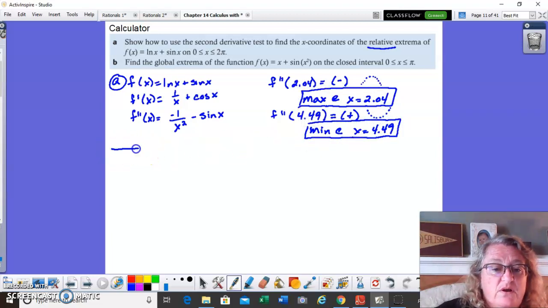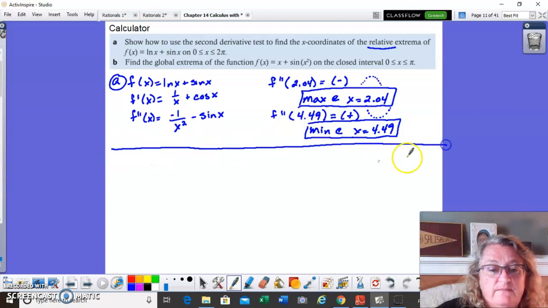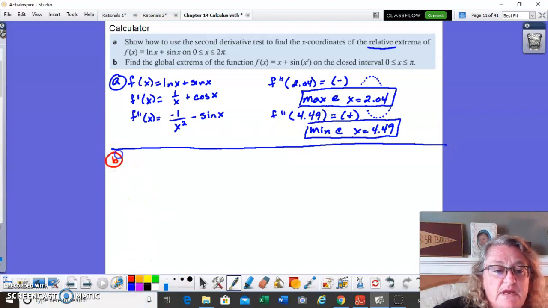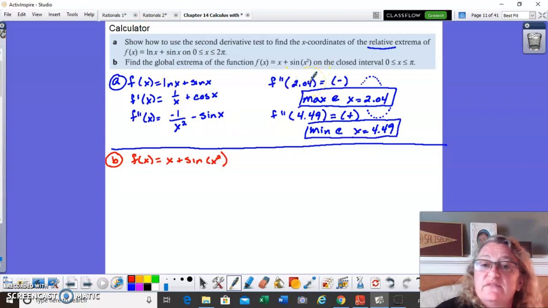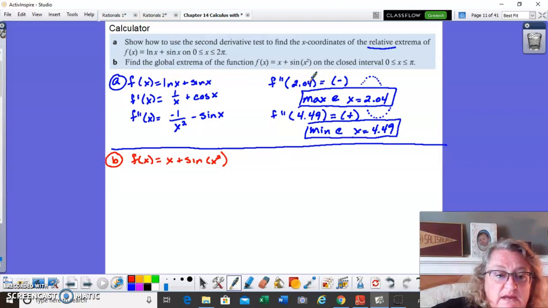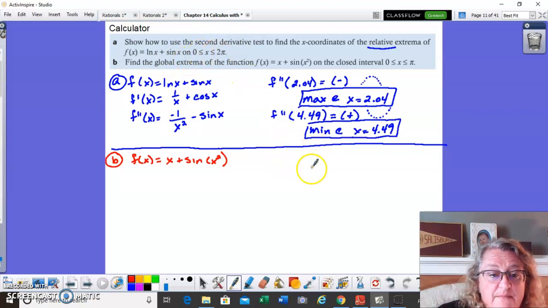Okay, part B uses a totally new function. So we'll even change colors for you. So part B, we are looking at f of x equals x plus sine of x squared. Now, this one is not forcing me into the second derivative, so I'm not going to use the second derivative. What I am going to do is I have to find the global extrema, so I know one of the points I need to do is 0.